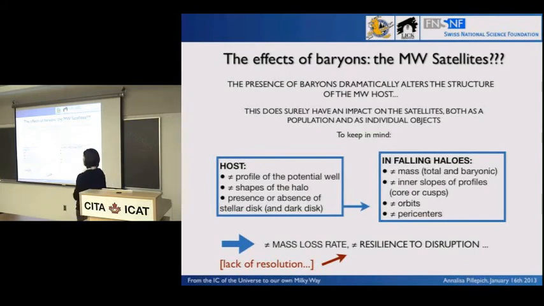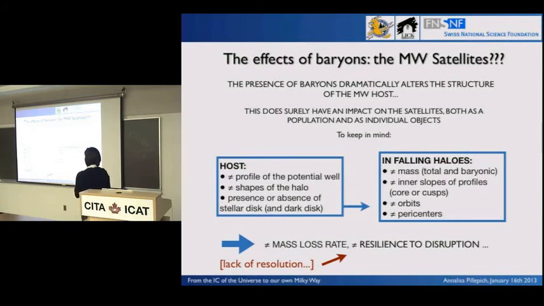Because we have seen that the host changes, the profile of the potential well is different. The shapes of the halo are actually different. And you can have, in one case, the presence of a stellar disk in the baryon runs, as we do, or even a dark disk, or something that is really reminiscent of a dark disk. But these properties would, on their own, affect the resilience of a subhalo to survive while orbiting and spiraling, or at least it would have an effect on the time that it takes to get destroyed. And so it would also tell you how much mass loss rate there will be, and so how many subhalos may be survivors.